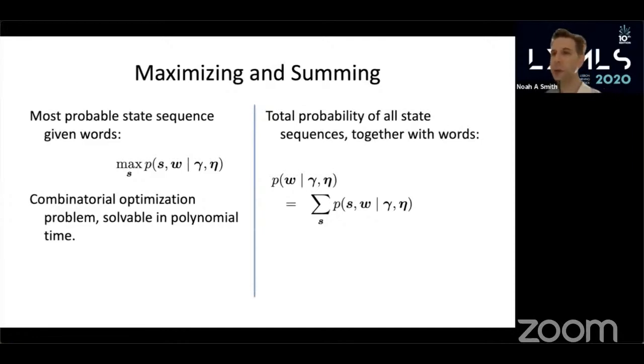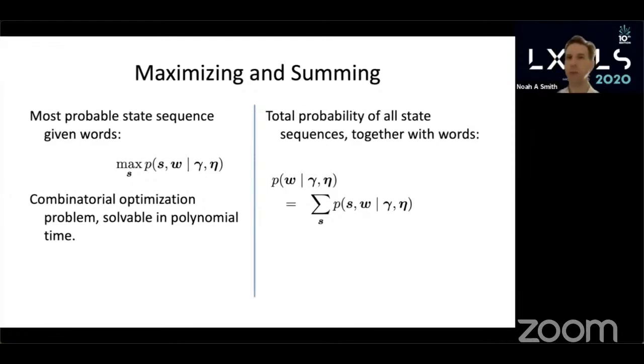So really what we're doing when we calculate this probability of the words is we're summing over all possible joint probabilities of state sequences together with these words. This is called marginalization, or summing. And I want you to notice that if you squint your eyes a little bit, this formula on the right looks kind of like what we did with Viterbi.